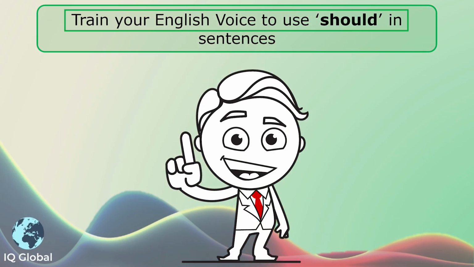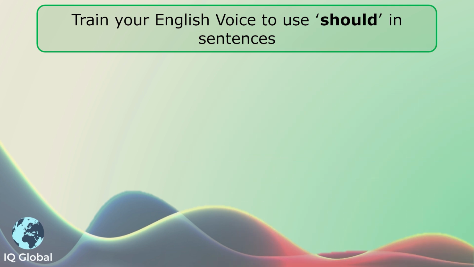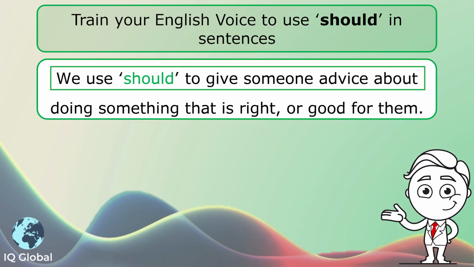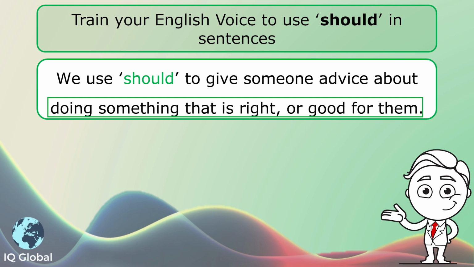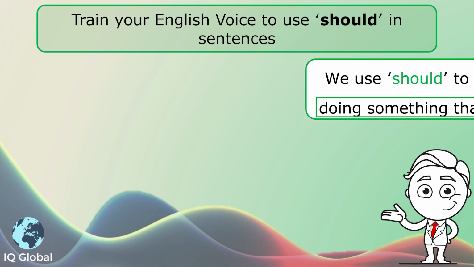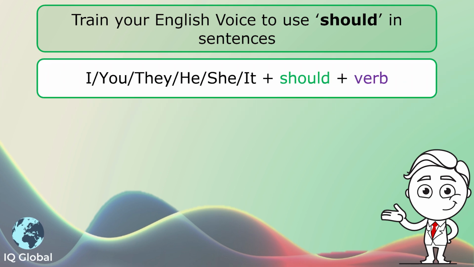Today, we will train your English voice to use the word should in sentences. So we use should to give someone advice about doing something that is right or good for them. Let's have a look at the structure. I, you, they, he, she, or it, plus should, plus verb.